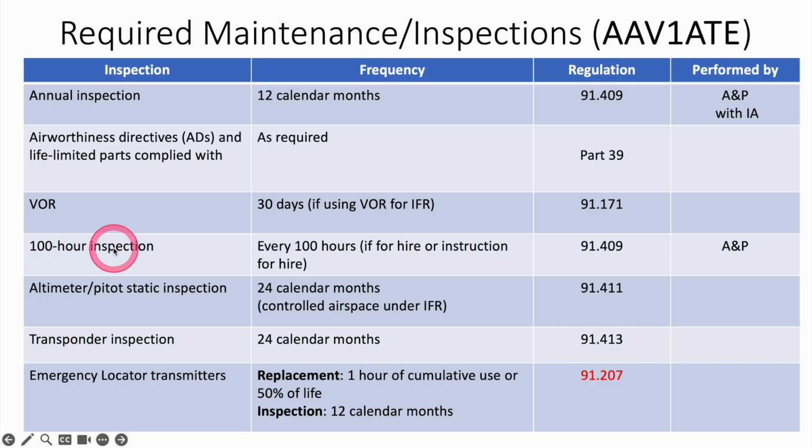A 100-hour inspection, every 100 hours. So that's where that one comes from. So this is only if for hire or if the aircraft is used for instruction. If it's your personal airplane, you don't need to do the 100-hour inspection, just annual. An important note about the 100-hour is that you can legally overfly the 100 hours if you're en route somewhere that the maintenance is going to be performed. You're allowed to overfly it by up to 10 hours.